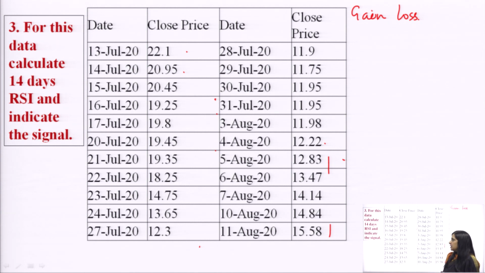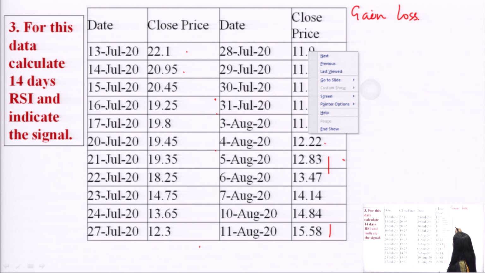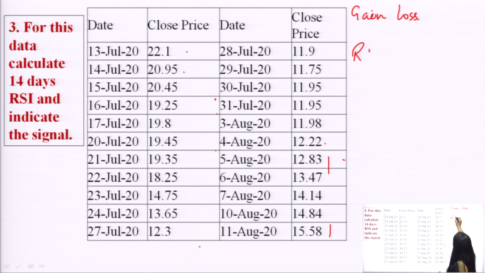One thing is being identified: the prices are falling down, but from 5th August the prices have started rising. What is the rise in the price? If we calculate the gain, for every day we have to compare these things. So, we have to calculate gain per day, loss per day, and we have to calculate this RS. RS is equal to what? Average gain. We have to calculate average gain per day and divide by average loss per day.